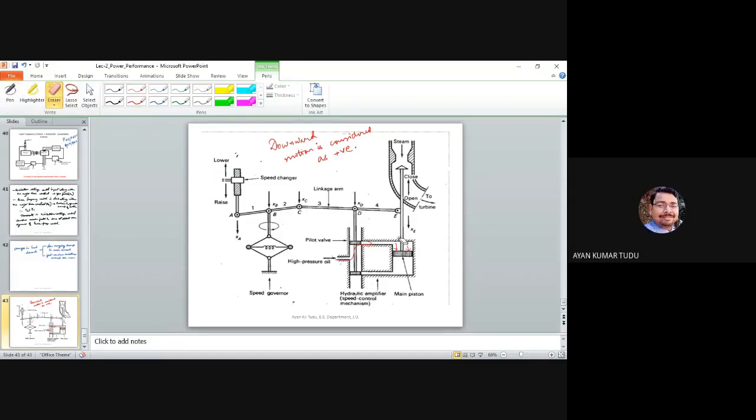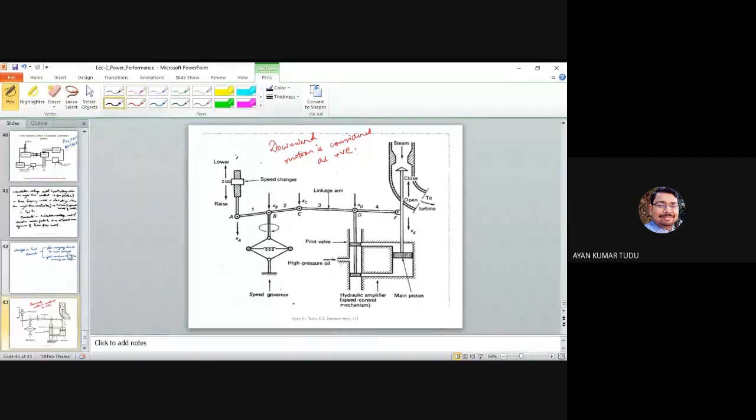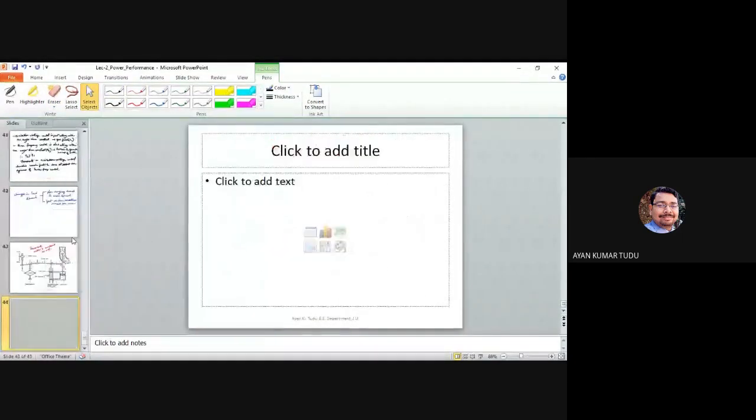Yes, sir. Okay, so now what we can see is that we have to model this total thing. The thing that we have to do is model this particular load frequency control system. So let us try to model it one by one. Let me open a new slide.